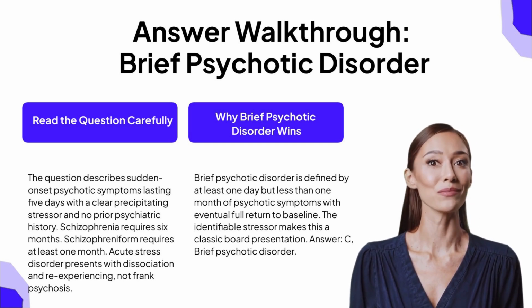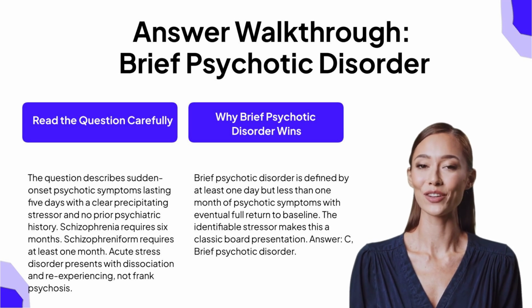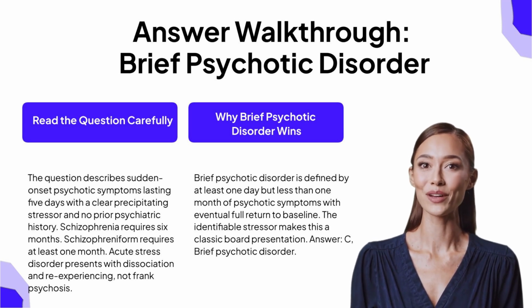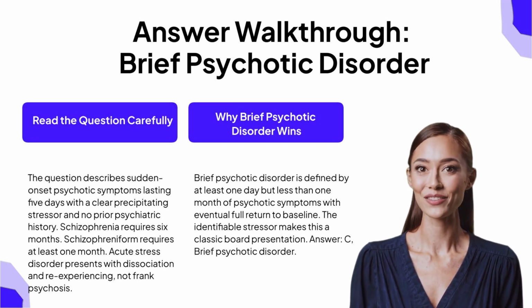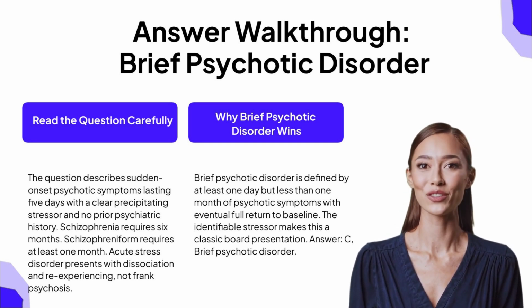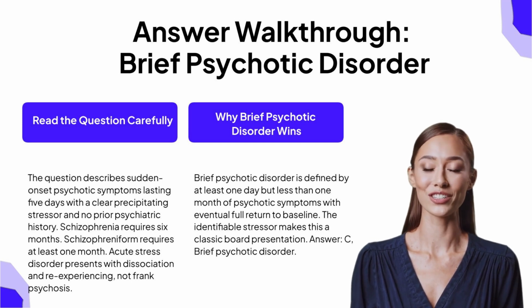Brief psychotic disorder is defined by at least 1 day but less than 1 month of psychotic symptoms, with eventual full return to baseline. The identifiable stressor is a classic board clue. The answer is C, brief psychotic disorder.